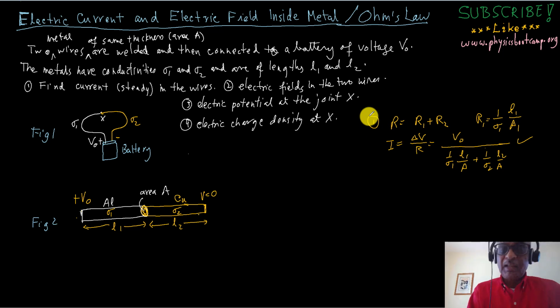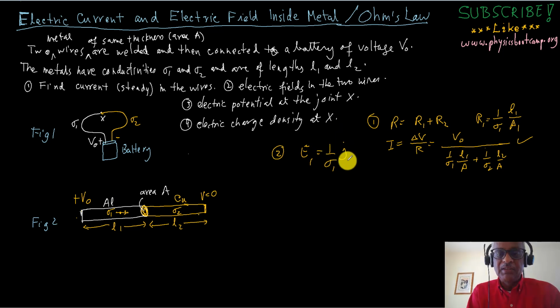So let's look at the electric field. To look at the electric field, we use the relation over here. Electric field 1 will be 1 over sigma 1 times the current density that goes through 1, right? So what's the current density? Current density is related to the current. J1 times the area is the current in 1.